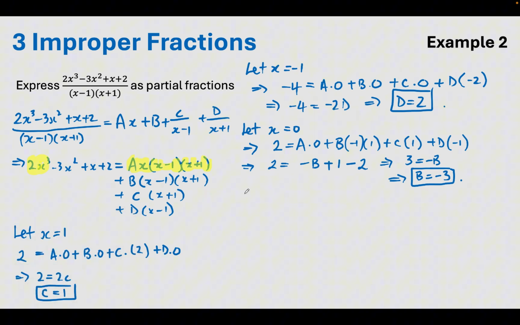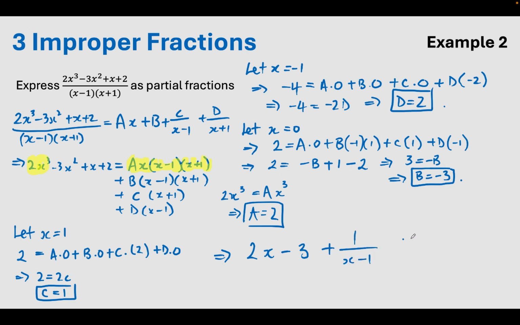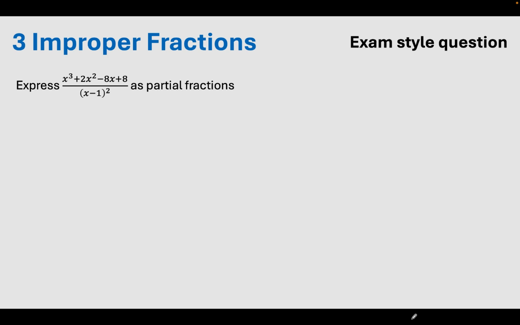Now, you can expand it all out, or you can just look at the key part, which is the x's. So I get 2x cubed is ax cubed. So that means that a must be 2. Which means our final form is 2x minus 3 plus 1 over x minus 1 plus 2 over x plus 1. And that's our final expression.